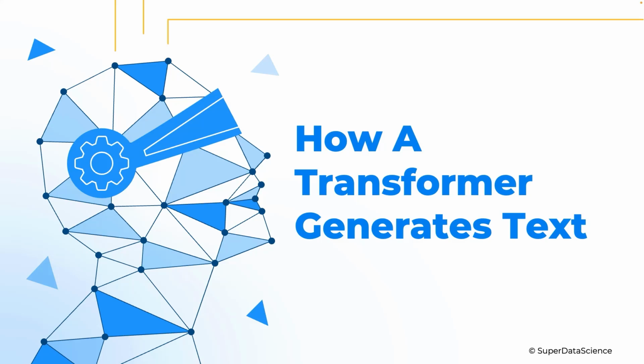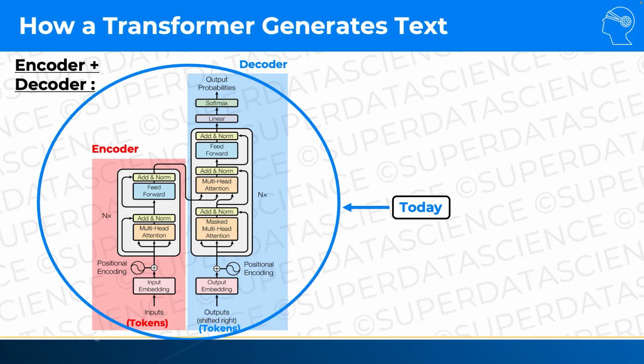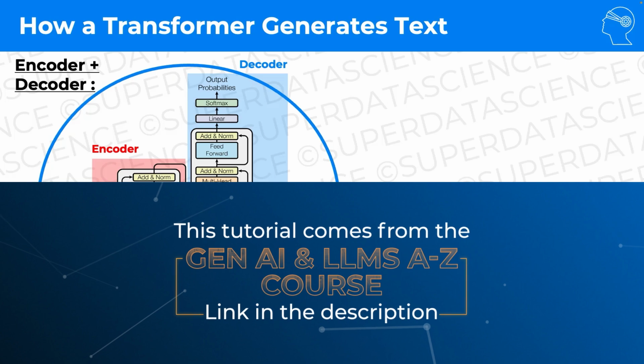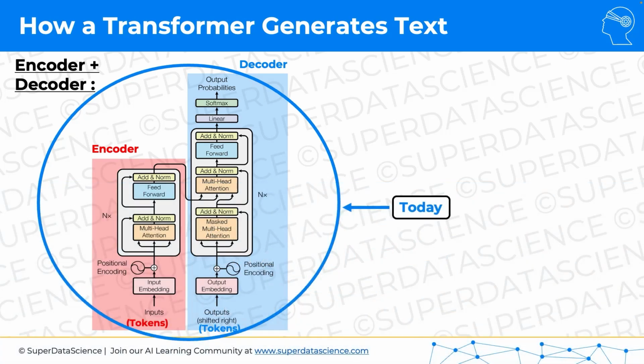We're talking about how a transformer generates text, and we're talking about the full transformer architecture. So here we've got our full transformer architecture, and in the upcoming tutorials we'll talk about the nuts and bolts of how it all works together. But for now, we'll just get a bird's eye overview of how it generates text on a conceptual level, and this will really help us in the upcoming tutorials.